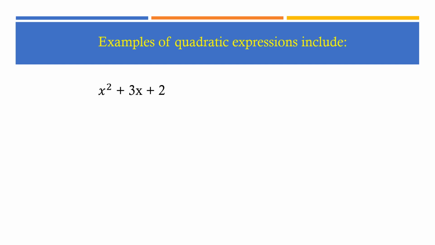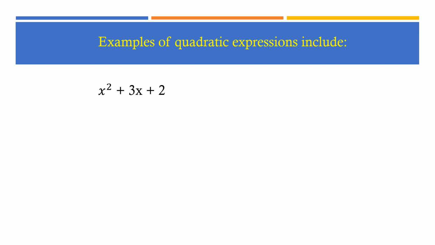Okay. Now let us look at the examples of quadratic expressions. We have x squared plus 3x plus 2. In this case, our a value is 1, which is plus 1. The b value is plus 3, and our c value is plus 2. You can hear me saying plus 1, plus 3, plus 2, because in this part of mathematics, plus and minus really does matter. Is that okay? Plus and minus really matter at this point.